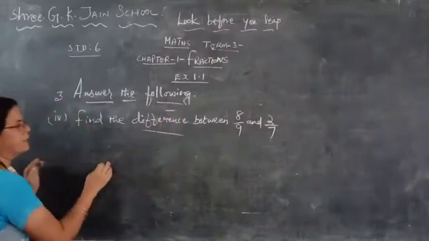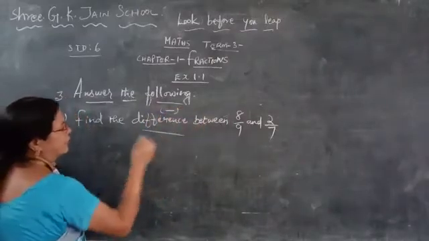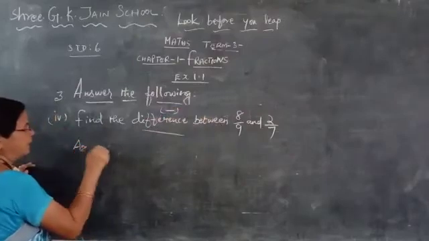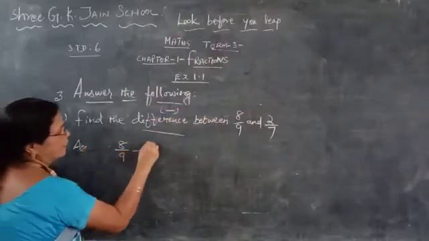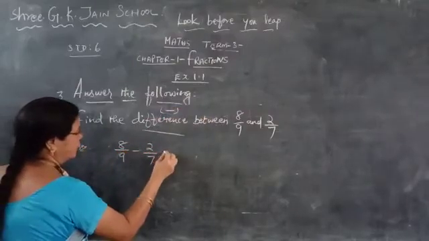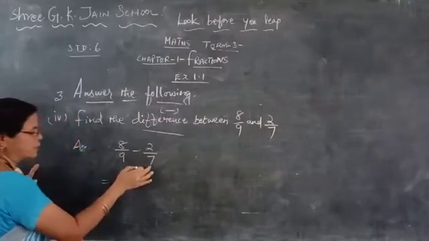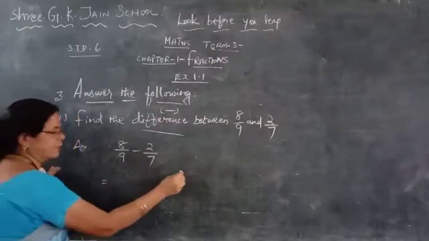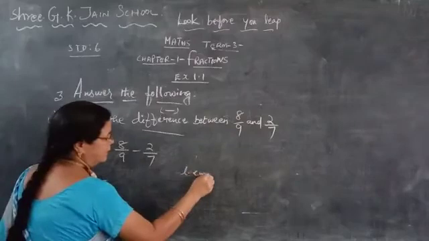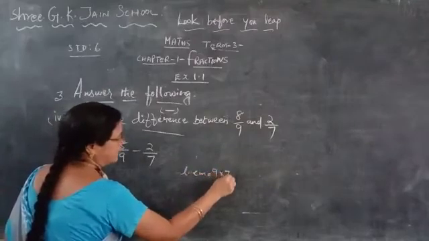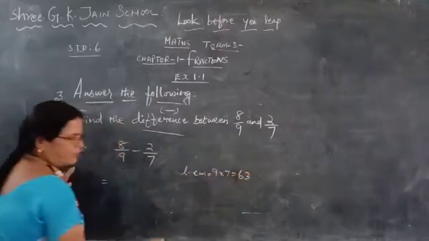See, you are going to find the minus now. Your answer is 8 by 9 minus 2 by 7. So how much will you get here? Here also this 7 is a prime number, so you can directly multiply. The LCM is 9 into 7, so 63 you are going to get.